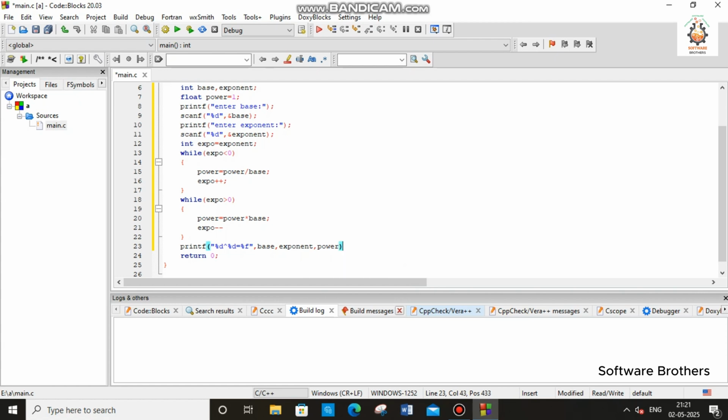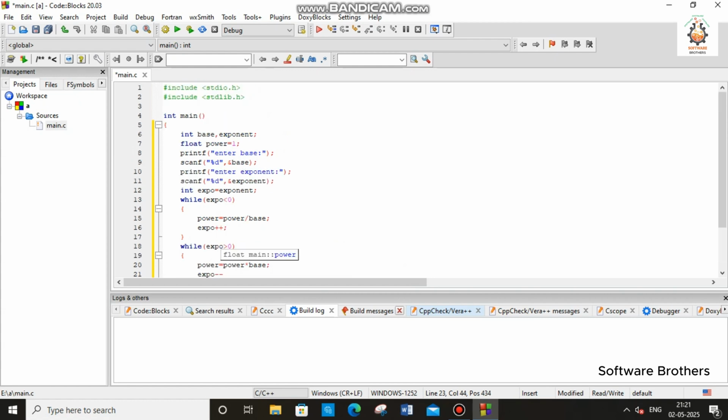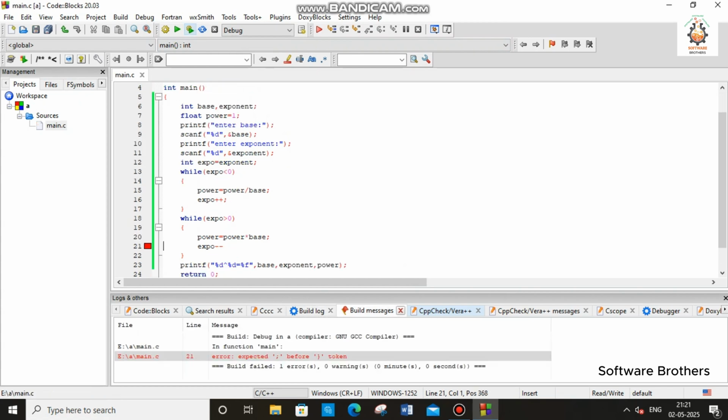So this is our total picture for how to find out the power of a number over here. In order to check our coding, we need to build and run our program, and we have got an error over here. You can see that we have forgotten to end this line of our exponent factor, so we should end our line. So once again, build and run our program.